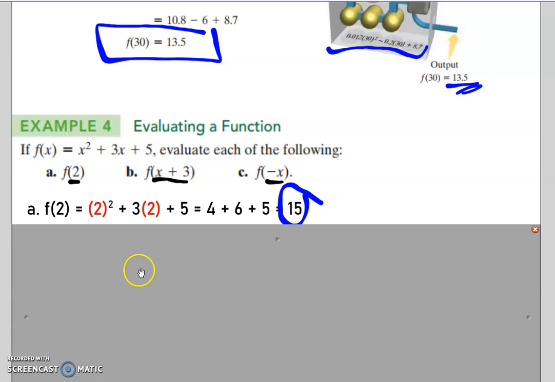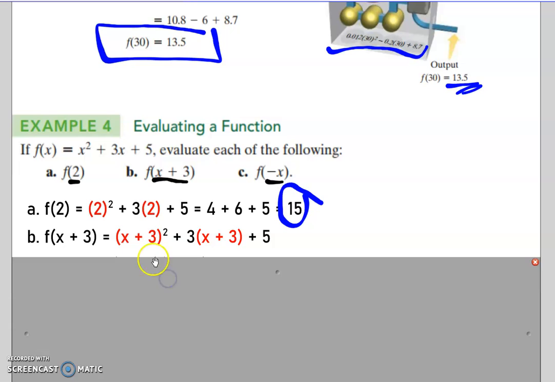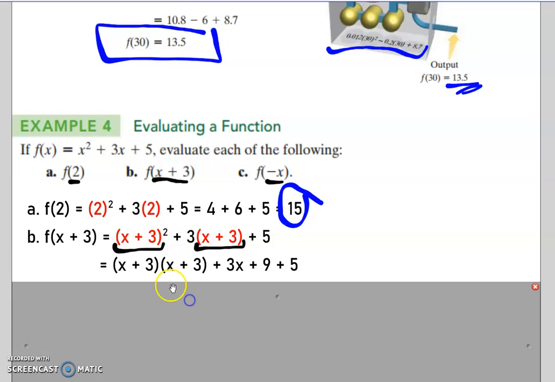Let's take a look at this next one. It's f of x plus 3. No different, guys. We still take that x plus 3 and put it in for my x's. Notice it's x squared, so now I have x plus 3 squared, plus 3x, so I do plus 3 times x plus 3, and plus the 5. There's no x there, so I just leave it alone. We have to remember that meme: x plus 3 squared is x plus 3 times x plus 3, and I can distribute that 3 in.